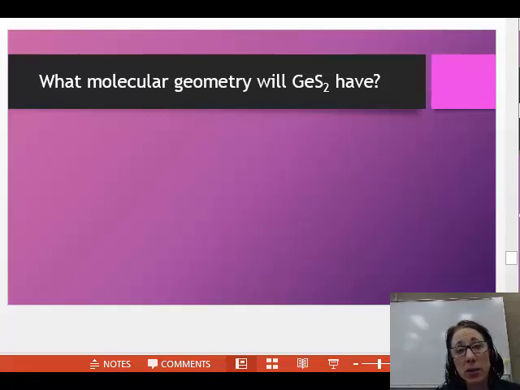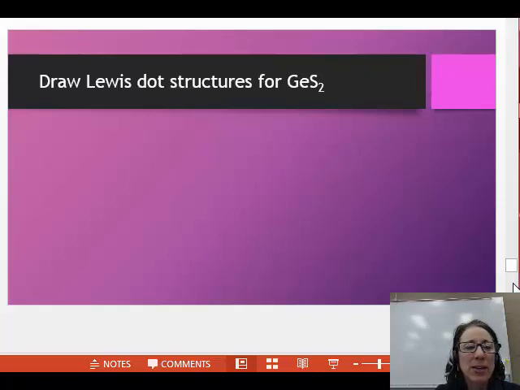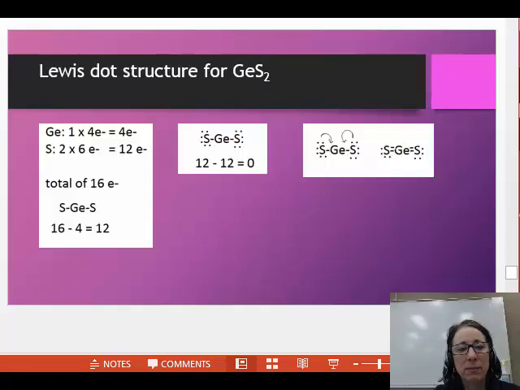The question on this slide asks, what geometry will GeS2, or germanium disulfide, have? Pause the video to draw the Lewis dot structure for germanium disulfide. Let's look at the Lewis dot structure for germanium disulfide.